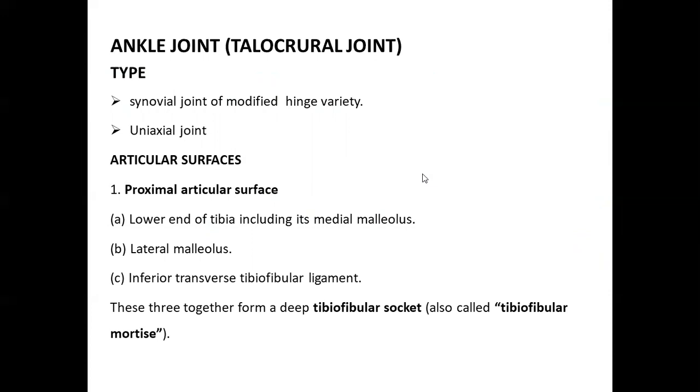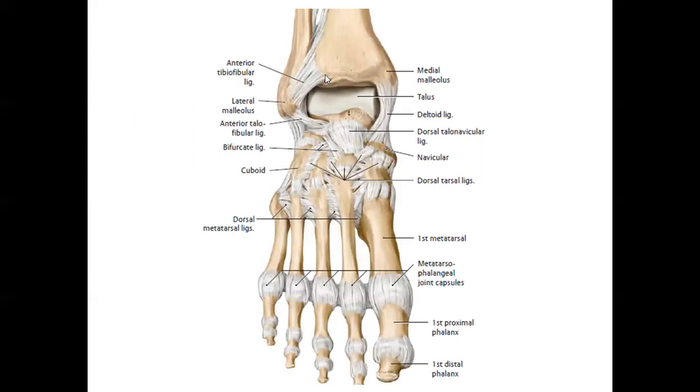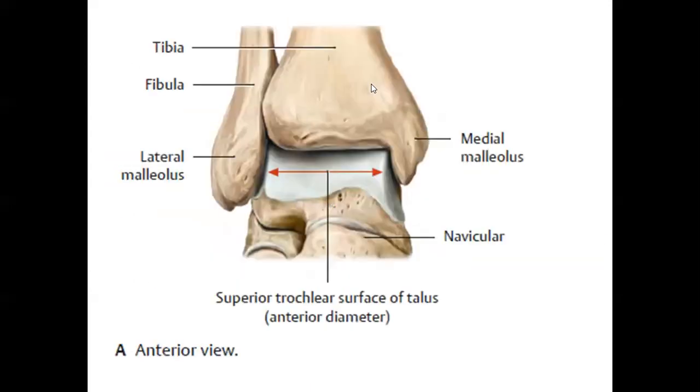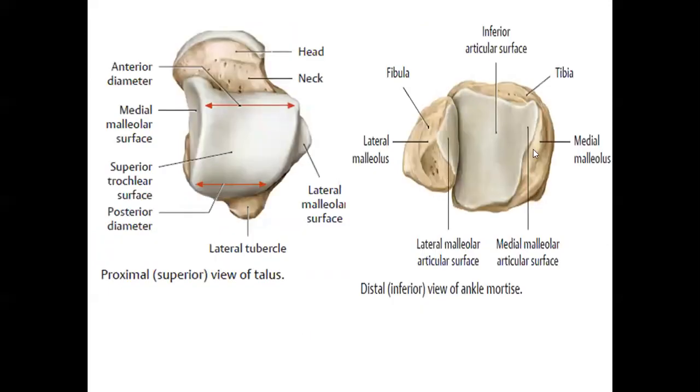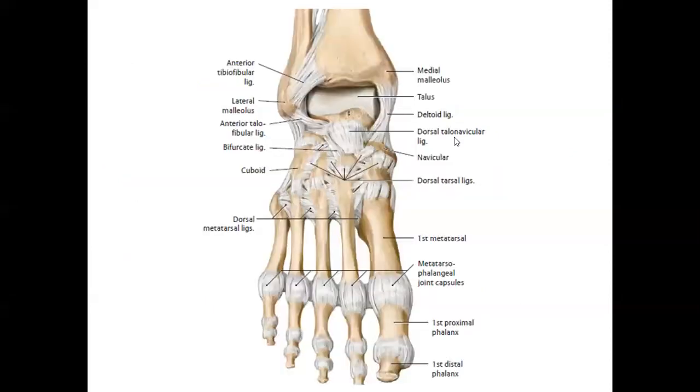When we talk about the articulating surfaces, the superior or proximal articulating surface is formed by the lower end of the tibia. Here you can see an inferior view of the proximal articulating surfaces. So we have the lower end of the tibia, including the medial malleolus, the lateral malleolus, and an important ligament that also forms this joint, that is the inferior transverse tibiofibular ligament. So here we have this talocrural joint.